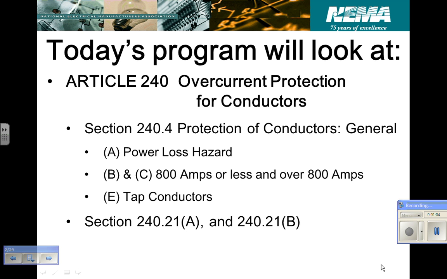Okay, we're going to talk about Article 240, overcurrent protection for conductors, 240.4, protection of conductors in general, power loss hazard, 800 amp or less, and tap conductors. Really and truly, we just want to talk about tap conductors.